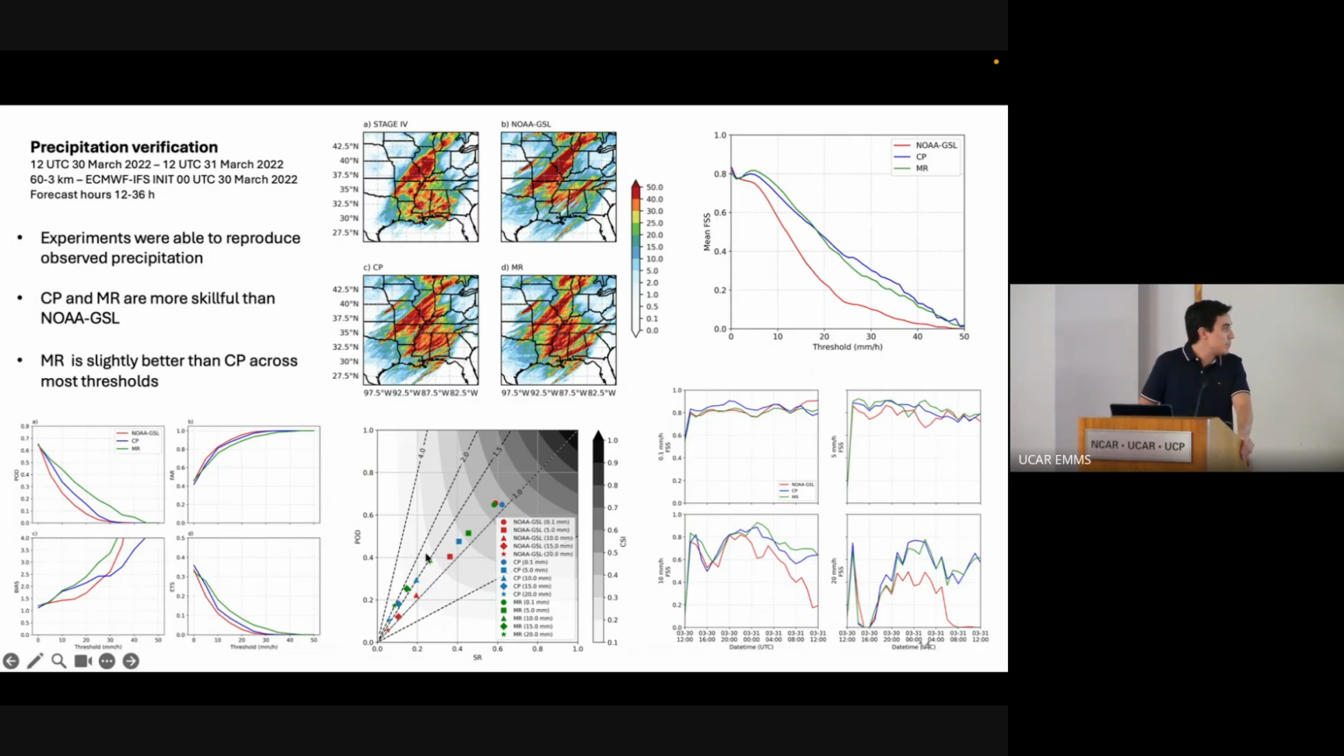The dichotomous metric basically indicates to us that the MR is slightly better than the CP, and the model is suffering from the double penalty problem as we are evaluating at 4 kilometer horizontal resolution. And the performance diagram basically tells the same, as we have CP and MR slightly better than NOAA-GSL.